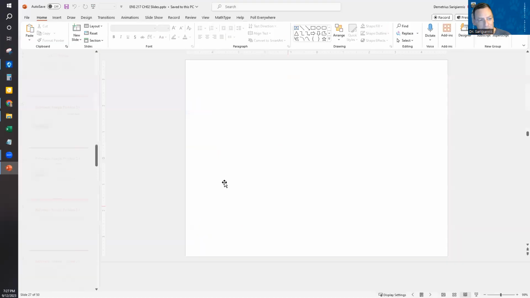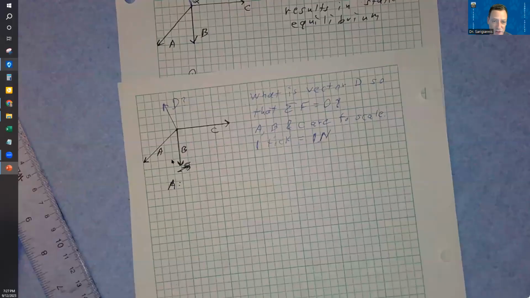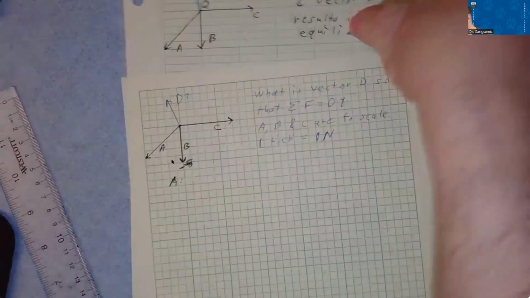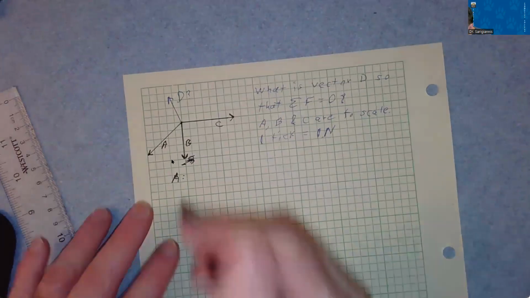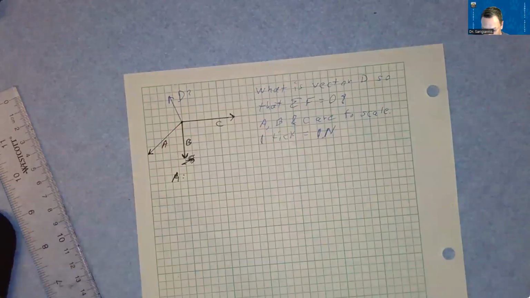play out as well. So what I did is I copied that same problem as before. Again, I didn't copy this exactly. Vector A is wrong. Let me redraw this.